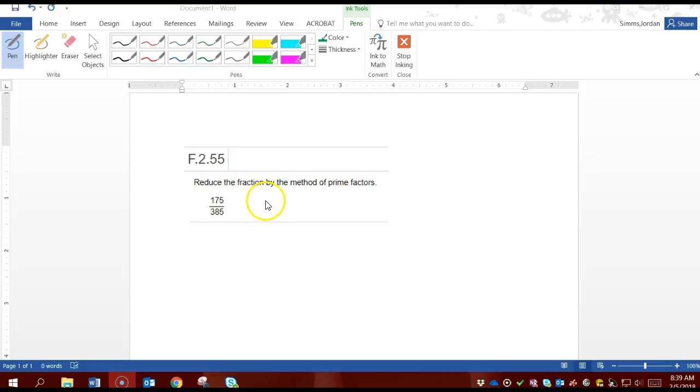Hi Austin. Let's reduce this fraction by using the method of prime factors. What this means, we're going to take both the top and bottom numbers and we're going to break them down until we have only prime factors.